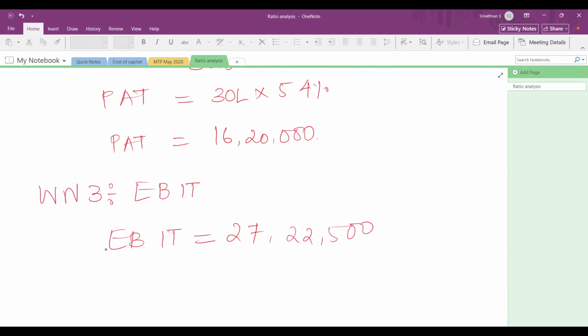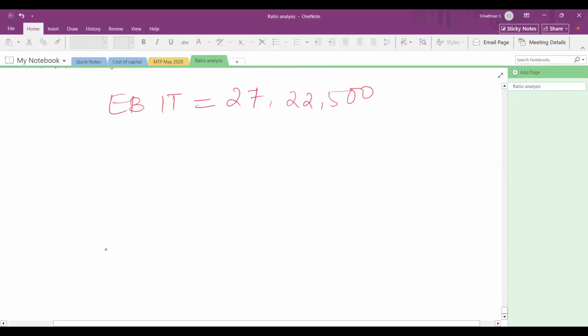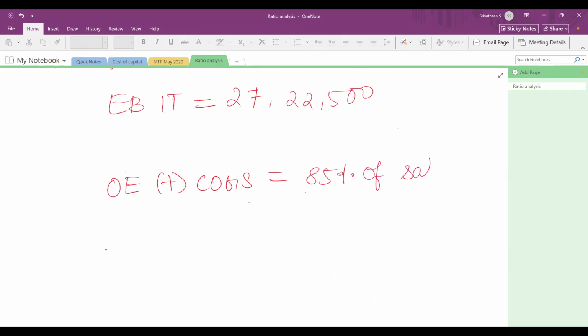So everyone got this number right? Now listen, in the question it is mentioned operating ratio is 85% of sales, which means, I'm just writing it for your understanding. Operating expenses plus COGS, if you want to write it as a separate note, this is not a part of the sum. I'm doing this for your understanding. Operating expenses plus COGS is equal to 85% of sales.